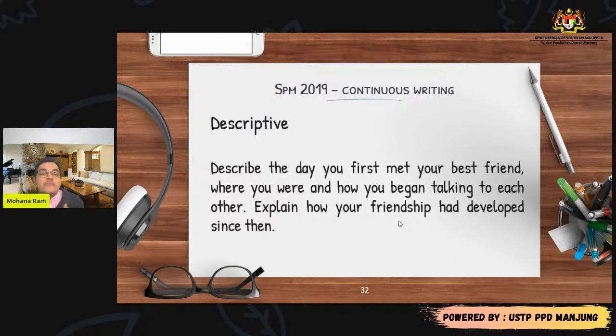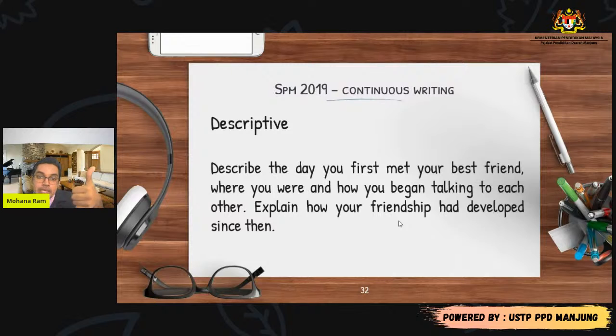This descriptive essay involves a lot of vocabulary. Starting your conversation, what he said, what you said, there is a lot of conversation here. So all of this you need to put in. The next part, you have to explain how your friendship has developed since then.